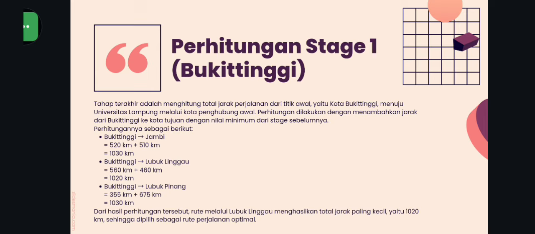From all calculations, the road through Lubuk Linggau results in the shortest total distance, which is 1020 kilometers, and is therefore chosen as the optimal travel route. So Bukittinggi to Jambi. So Bukittinggi to Lubuk Linggau is chosen as the optimal travel route.